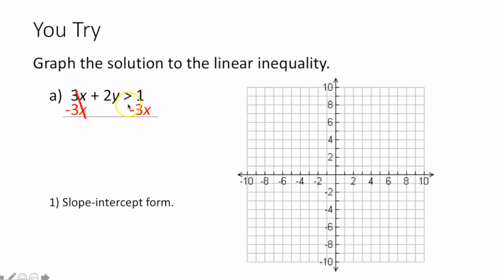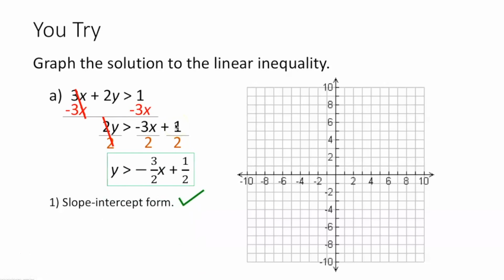Now I could write 1 minus 3x, but I want it in slope-intercept form, mx plus b. So I'm going to put this term first, negative 3x, and then add the 1 to it. Now it's looking more like slope-intercept form. So to get y all by itself, I divide both sides by 2. When I do that, I make sure to divide each of these terms by 2. These are going to cancel each other out, and I get y is greater than negative 3 halves x plus 1 half. We are in slope-intercept form.